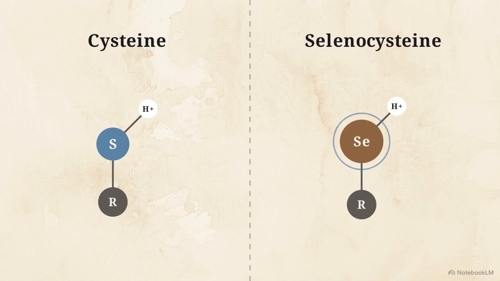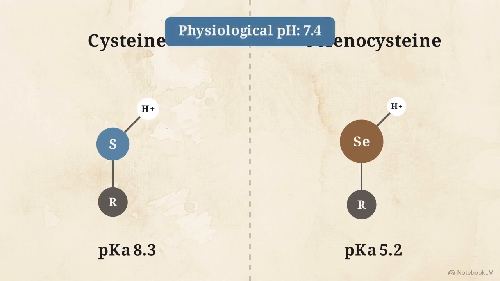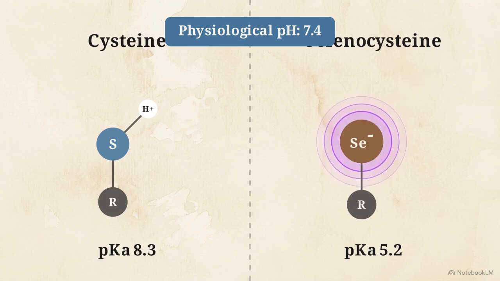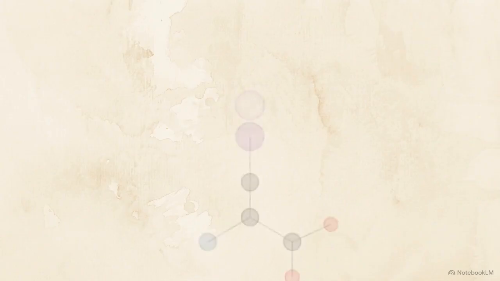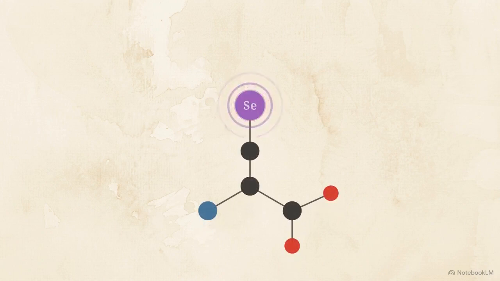By swapping in selenium, the molecule's pKa drops from 8.3 down to 5.2. While standard cysteine holds onto its proton and stays neutral, the selenocysteine instantly ejects its proton and becomes fully ionized. Because our blood maintains a pH of 7.4, that low pKa ensures the selenium core stays permanently ionized. It operates as a microscopic lightning rod, transferring electrons at incredible speeds to neutralize localized oxidative fires.